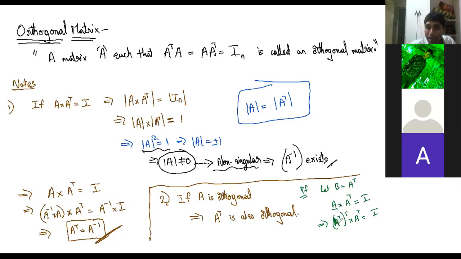I'm writing A as A transpose whole transpose. From here, I'm writing this as B transpose into B is equal to I. Hence proved. Hence B is an orthogonal matrix. But what is B? B is nothing but A transpose. This proof is okay. Did you guys understand? Small proof.